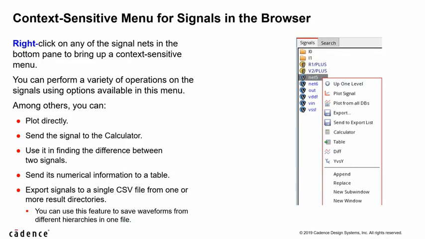Let's look at the context-sensitive menu for signals in the browser. Right-clicking on any of the signals in the bottom pane will bring up a context-sensitive menu that provides you access to most of the toolbar buttons, along with even export options. You can use the Send to Export List option to select signals from one or multiple directories and export them in a common CSV file. You can use this feature to save waveforms from different hierarchies in one file. We look at this more on the next slide. Among others, you can even plot directly, send the signal to the calculator, send its numerical information to a table, etc. using the right-click options over here.